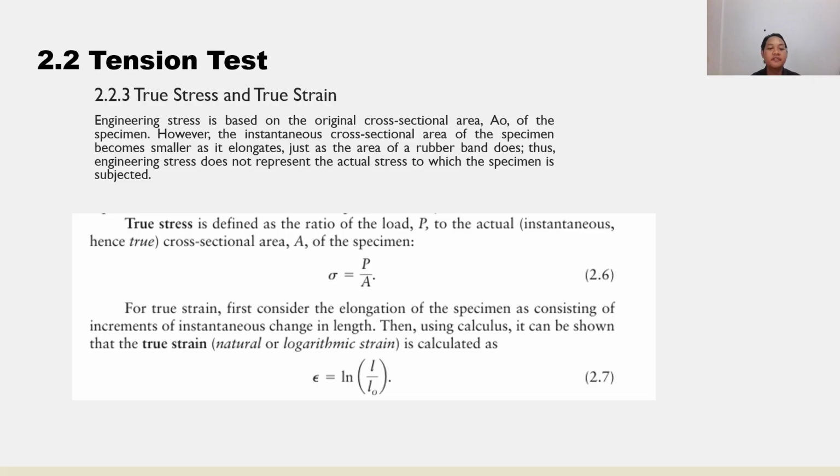For true strain, first consider the elongation of the specimen as consisting of increments of instantaneous change in length. Then, using calculus, it can be shown that the true strain is calculated as epsilon equals ln(L per L0).